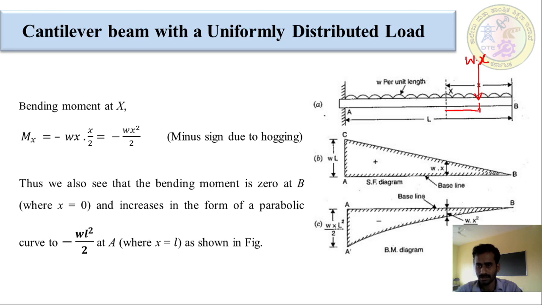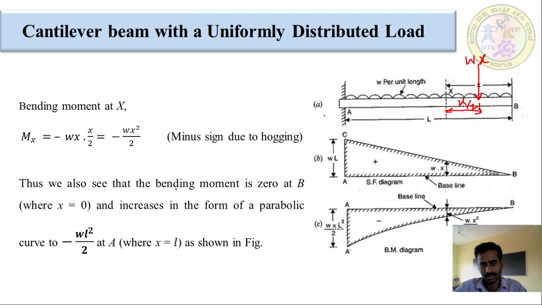This point load is considered to be acting at a half distance of x, that is, x divided by 2. So the load is Wx and the distance is x by 2. Multiply this, you will get minus Wx square by 2. The negative sign is because it is a hogging moment, hence we have to take the negative sign. Now we will calculate the bending moment at particular points, that is at B and at A.